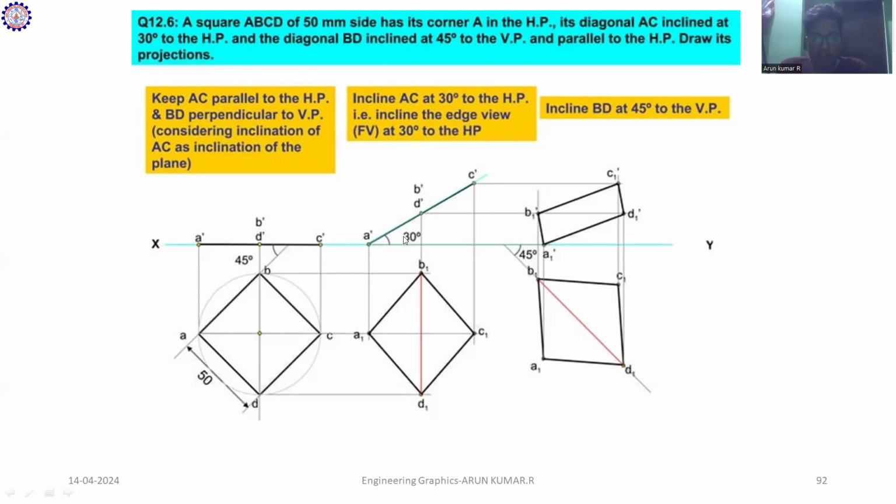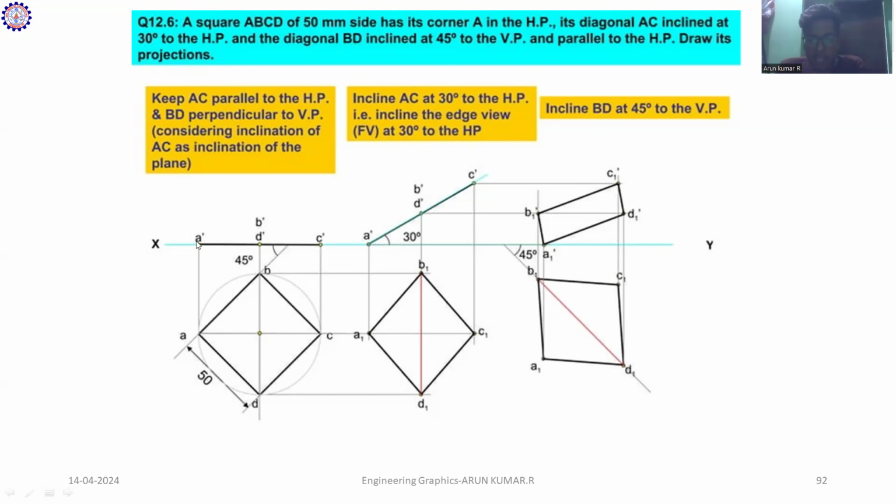what is the condition given in the question? The diagonal AC is inclined at 30 degrees to HP. What are the diagonals? The diagonals of the square are AC and BD. Here you have to mention a dash and c dash as a line, that is the top and front view. The front view makes an angle of 30 degrees to HP. So for 30 degrees to HP, we have to construct the angle of 30 degrees from the point.